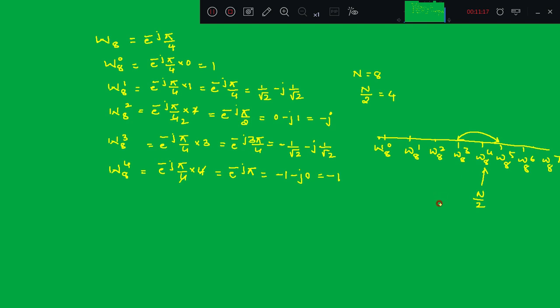That is, W8 raised to 5 is the complex conjugate of this one, W8 raised to 3. So that complex conjugate is denoted by what? Star, asterisk mark, right? What is this complex conjugate? Complex conjugate means you have to change the sign of the imaginary part.